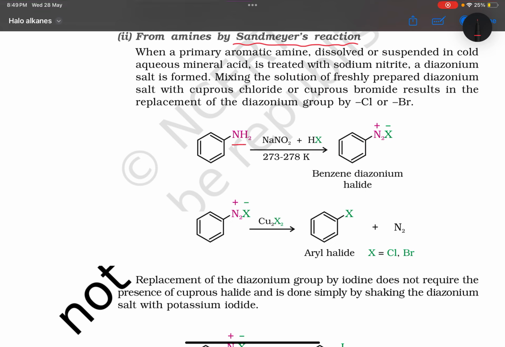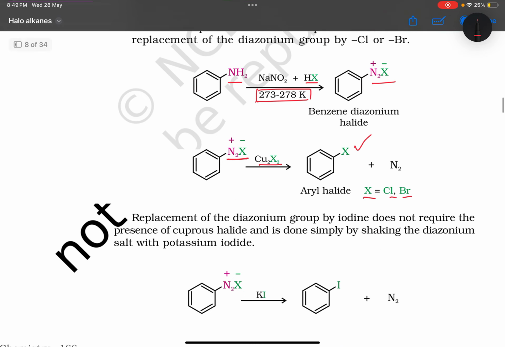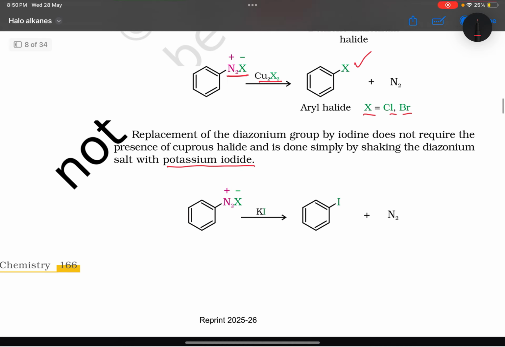See, NH2 with NaNO2, HCl at ice cold condition, 0 to 5 degrees Celsius, you will be getting benzene diazonium halide. And when this benzene diazonium halide is treated with Cu2X2, where X is chlorine or bromine, you will be getting chlorobenzene or bromobenzene, not fluorobenzene or iodobenzene. Replacement of the diazonium group by iodine does not require the presence of cuprous halide and is done by simply shaking the diazonium salt with potassium iodide. Okay, no need of Cu2X2, let's go for KI.